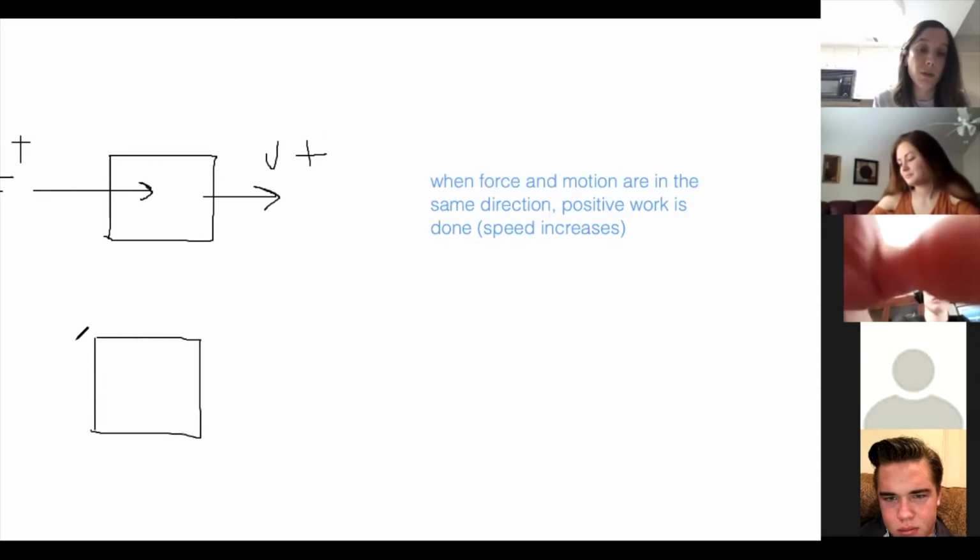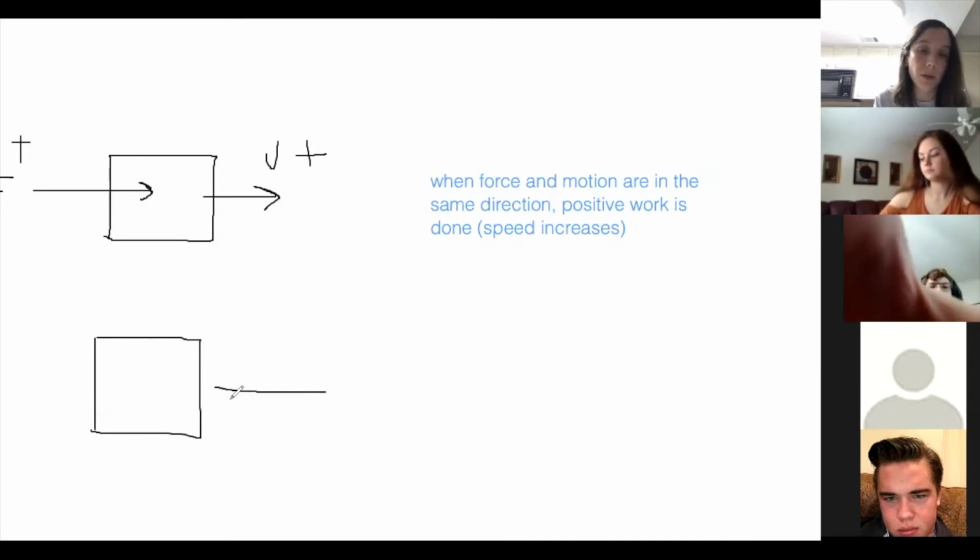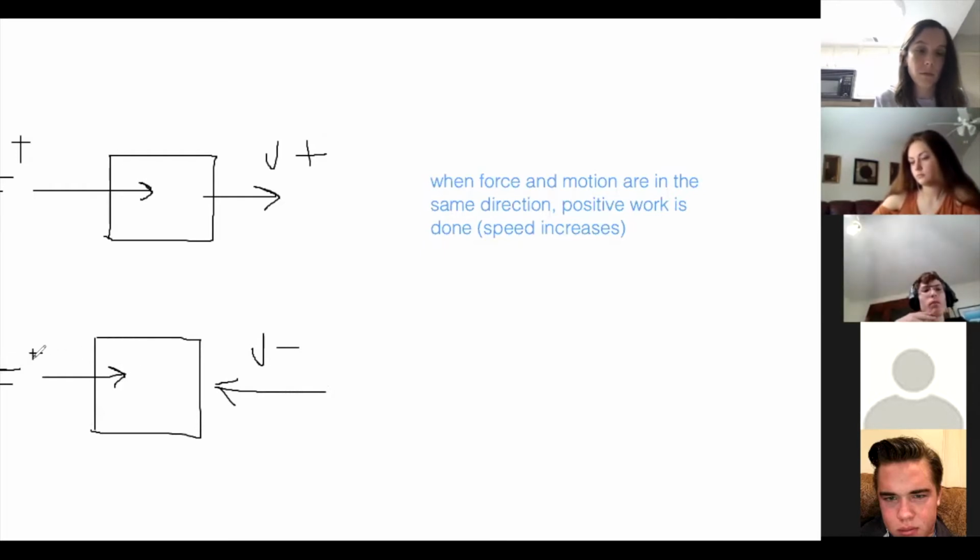Okay, so the reverse is true too, where if you were to have the box going this way, so its velocity would be to the negative, but you still applied a force to the right. So you applied positive force because we said right is positive, but it's negative velocity because the box is going to the left, then that would be negative work. You're slowing it down, you're working against its speed. And so that would be work that is negative. It results in a decreasing speed of the box. You are decreasing the box's energy in this situation.